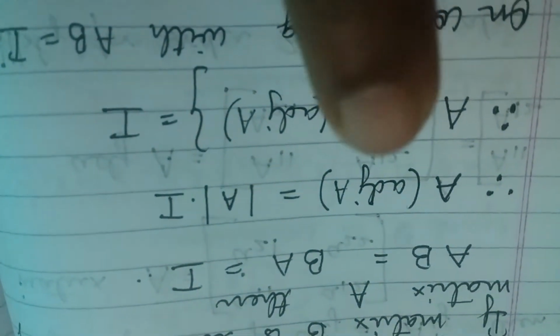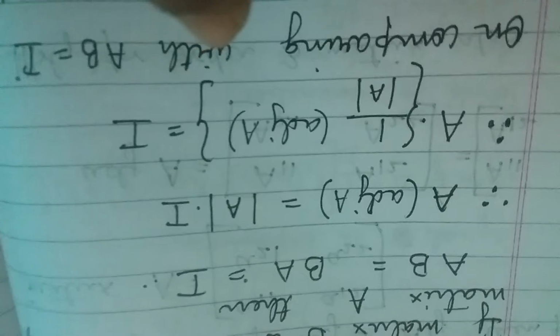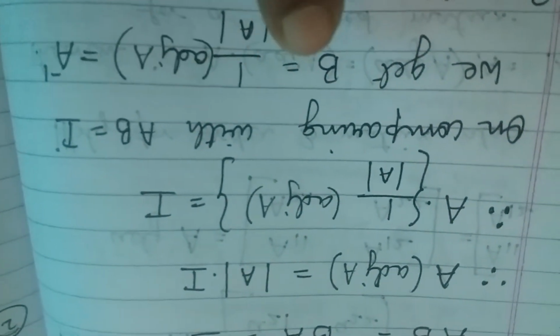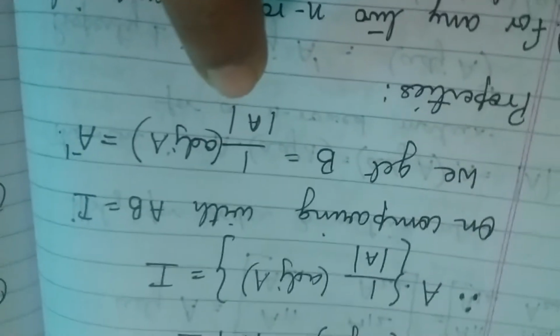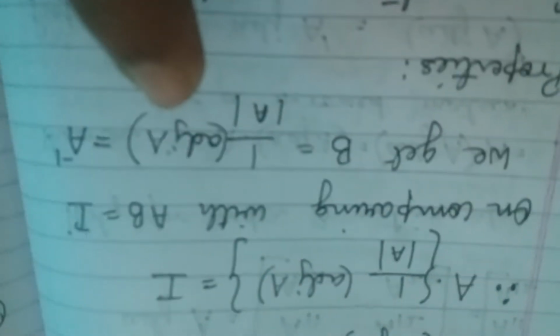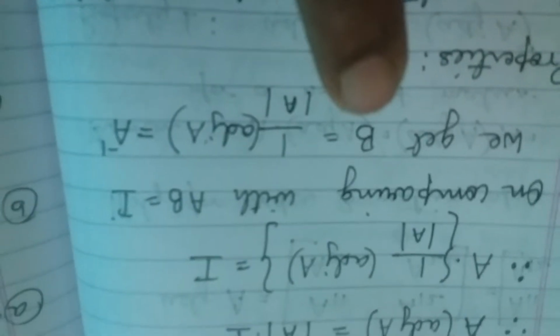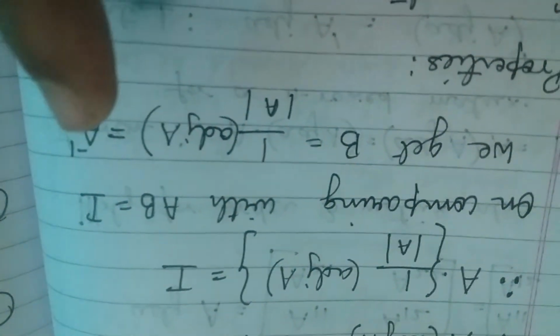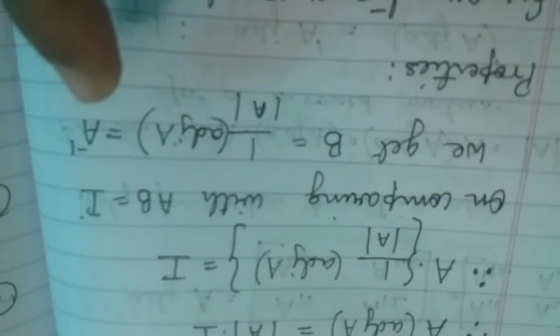According to our convenience, I have grouped. Now if you compare it with AB is equal to I, what you found is that B is equal to 1 upon determinant A into adjoint A. And since B was the inverse of matrix A, this is the notation for the inverse of matrix A.